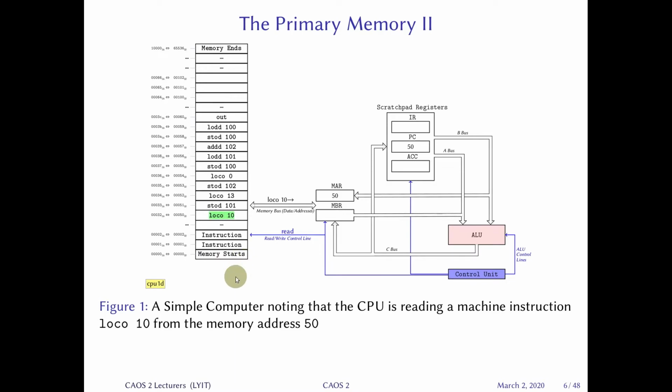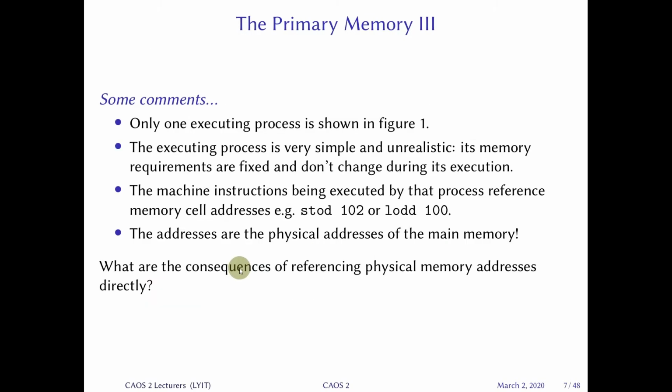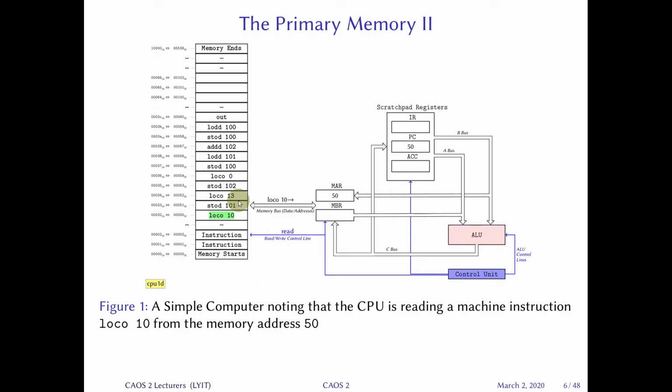A question that then arises is whether this is in any way realistic. And it's not, because in our computer hardware system that we can see in this figure number 1, there's only one executing process. That's not realistic, because remember, in Chaos 2 we are studying operating systems which are multitasking, and we know that there are many processes. Also, the executing process that we can see here is very, very simplistic. You'll remember that the code for this program, if it was written in Java, was something like A equals 10, B equals 13, C equals 0, C equals A plus B, and then I think print C out to the screen. So that was a very simple program, and its memory requirements don't change. So that's really not a realistic thing.